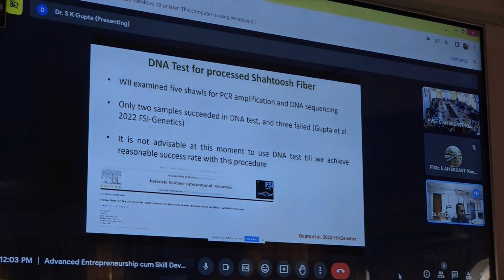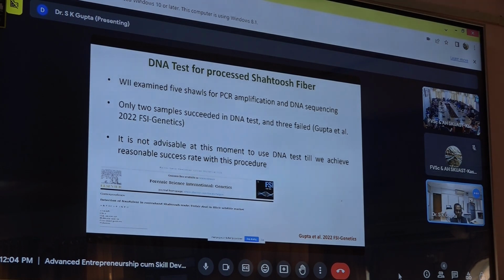We tried to identify morphologically identified Shahtoosh shawls where guard hair was confirmed with the morphology. Five shawls we took out from the confinement, and the guard hair of those five shawls was further processed using a DNA test. It was already published in Forensic Science International in 2022. When we did the DNA test, out of five guard hair samples collected from the shawls, only in two cases could we extract the DNA. DNA extraction is possible, but not at a uniform success rate.